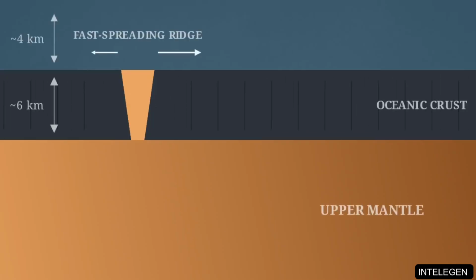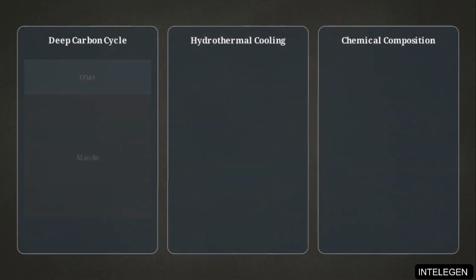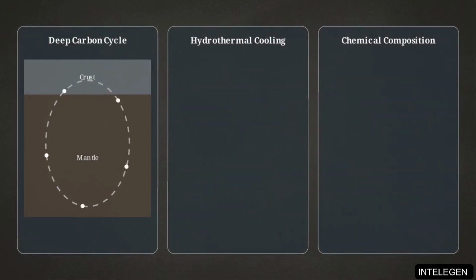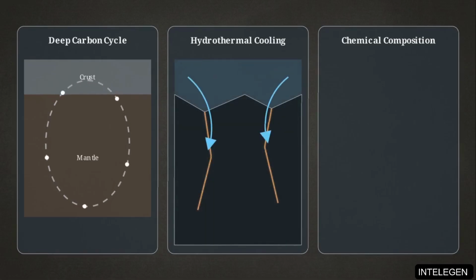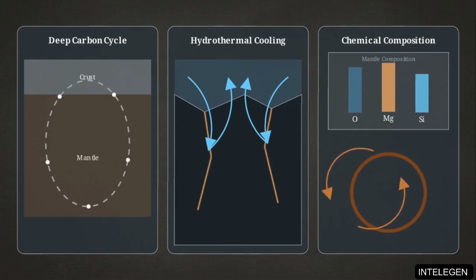The scientific objective is to drill through an intact section of fast-spread oceanic crust and penetrate 500 meters into the lithosphere to capture the first sampling of unaltered mantle peridotites. Extracting these samples will illuminate the mechanics of the deep carbon cycle, the nature of hydrothermal cooling processes, and the precise chemical composition of the convecting mantle.